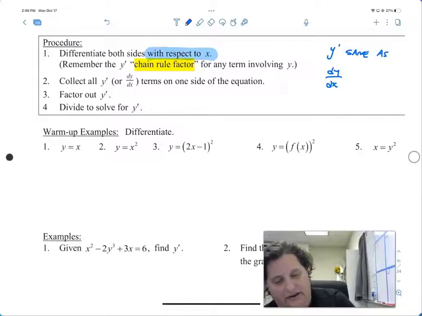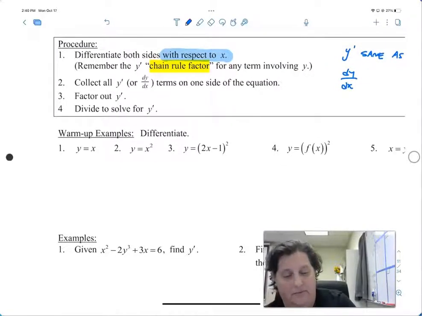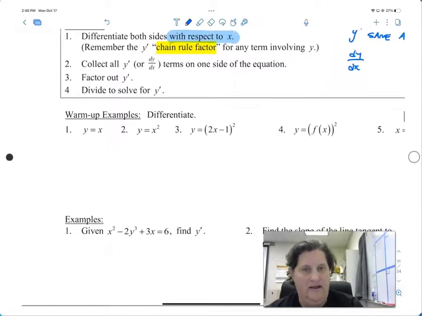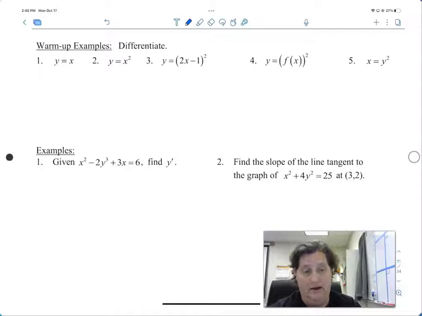And then it says to collect all the dy dx on one side of the equation, factor out a y prime or a dy dx, and divide to solve. Seems like a lot. Let's just start off. If you want to take a quick second to look at 1 through 4, you can pause this and do those yourself. Otherwise, let's just go through these.